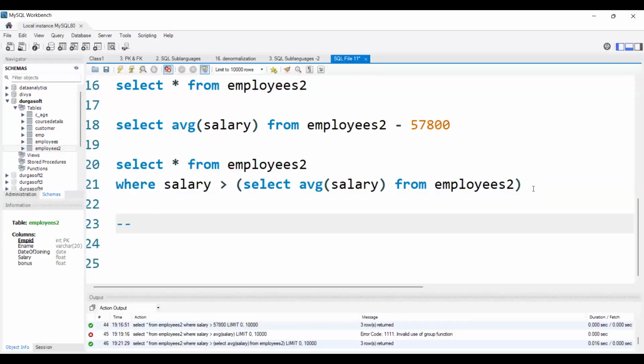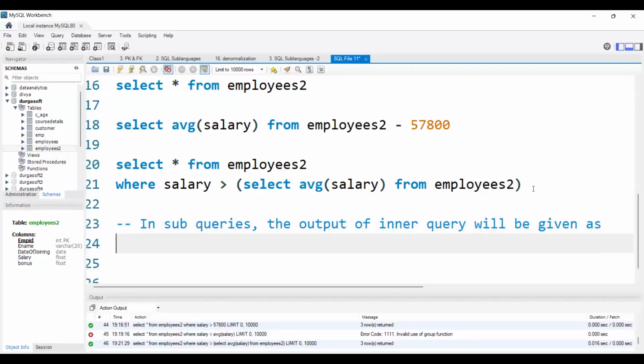So with this, I can conclude one more point here in subqueries: the output of the inner query will be given as input to the outer query.